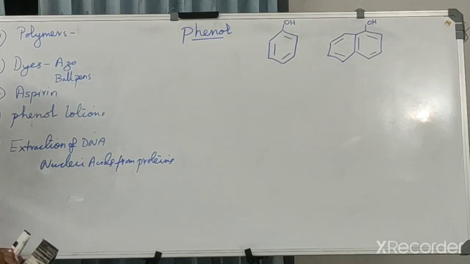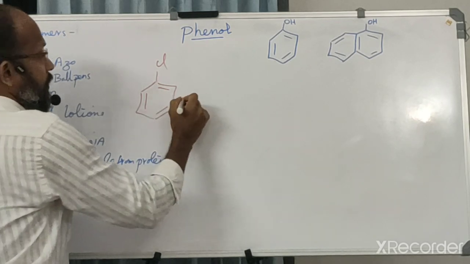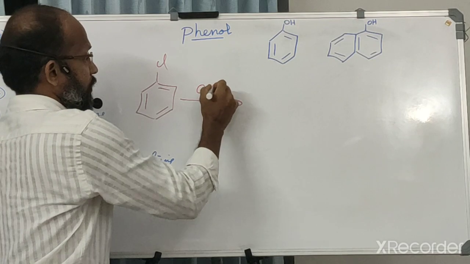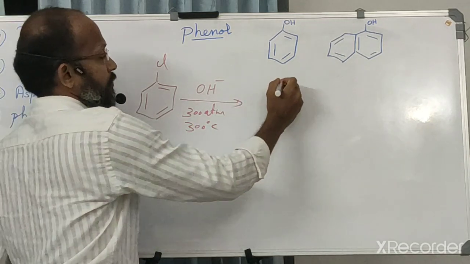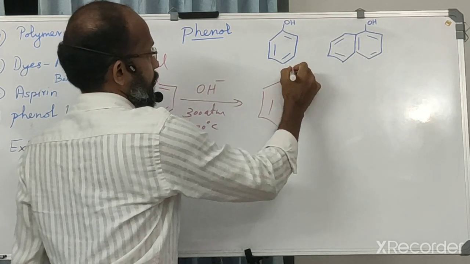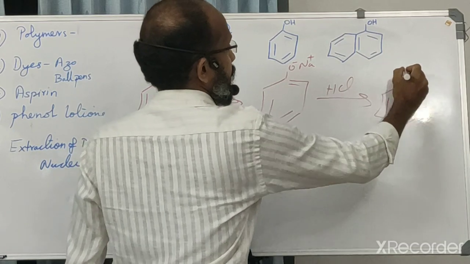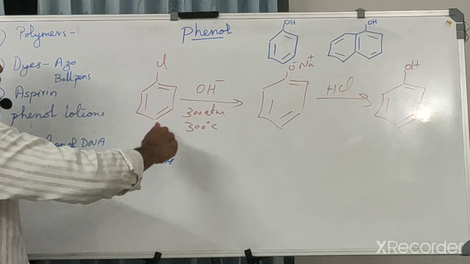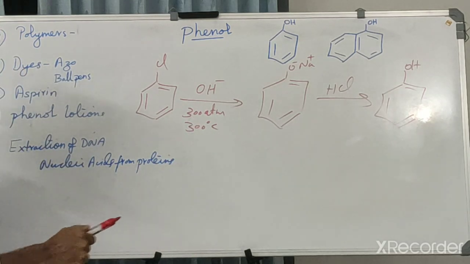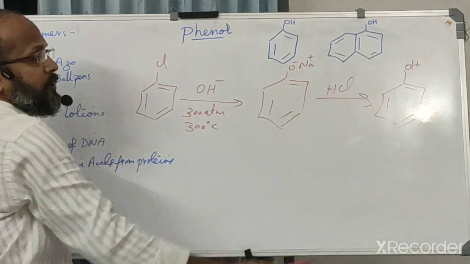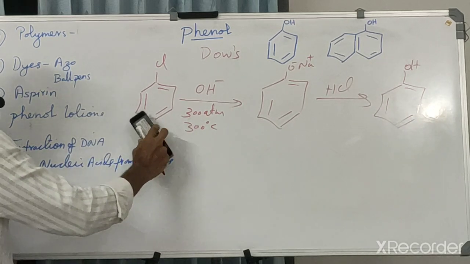Another method is from chlorobenzene. This is a well-known process, but the conditions are very harsh. Chlorobenzene is treated with sodium hydroxide, a very concentrated base, at 300 atmospheres and 300 degrees centigrade, very harsh conditions, to get sodium phenoxide. On further treatment with acid it regenerates the phenol. This process is called Dow's process.